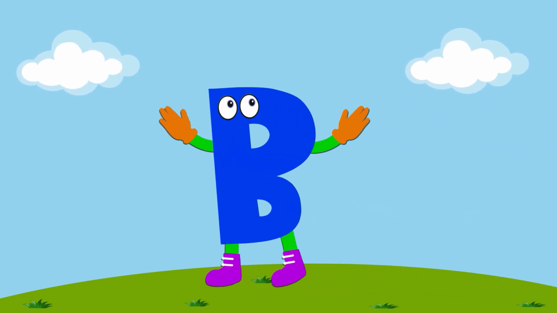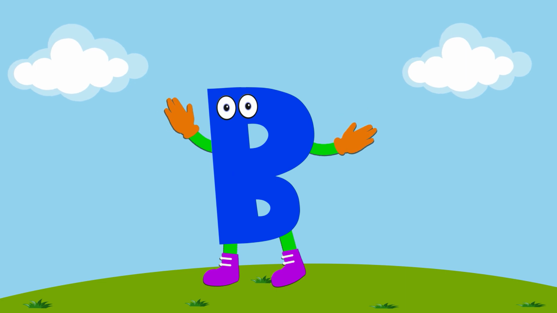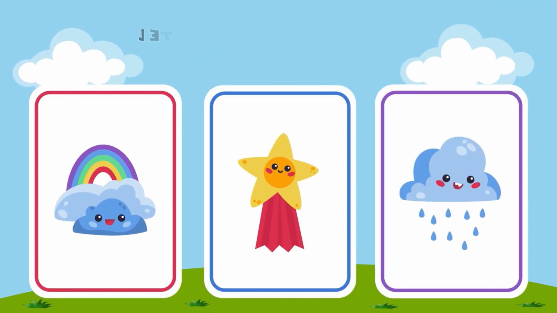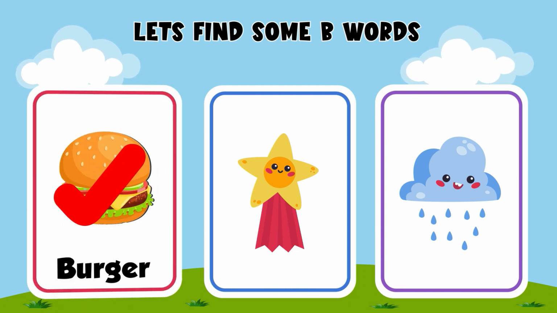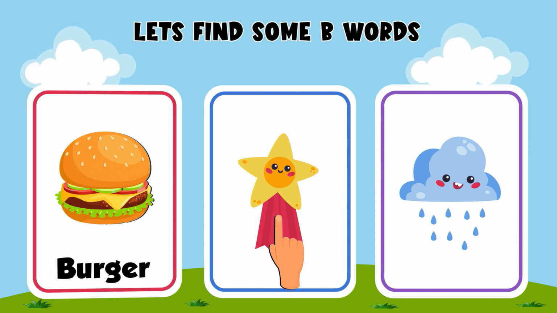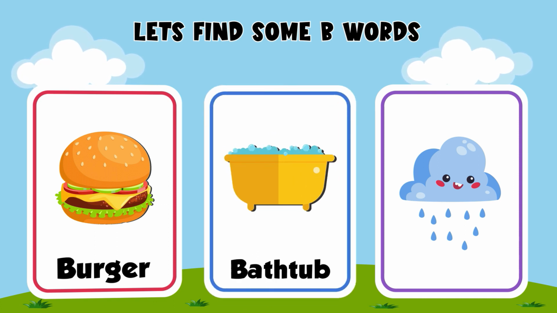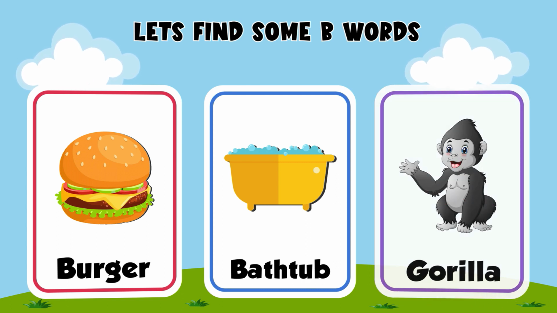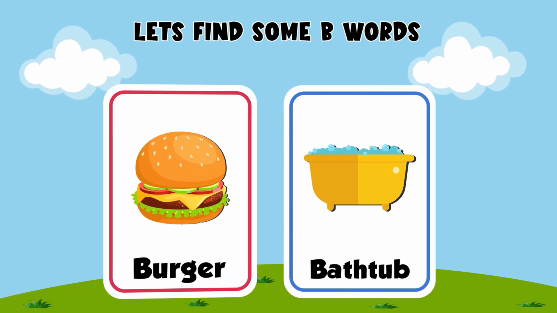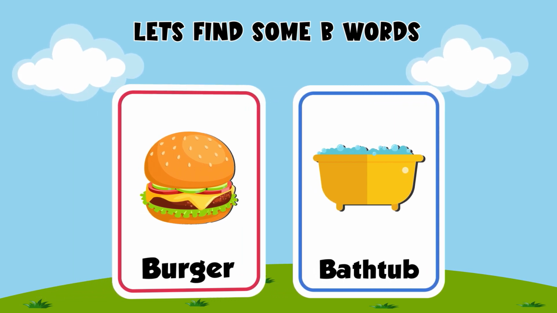This is alphabet B. Let's find some B words. Burger. Bathtub. Gorilla. B, burger. B, bathtub.